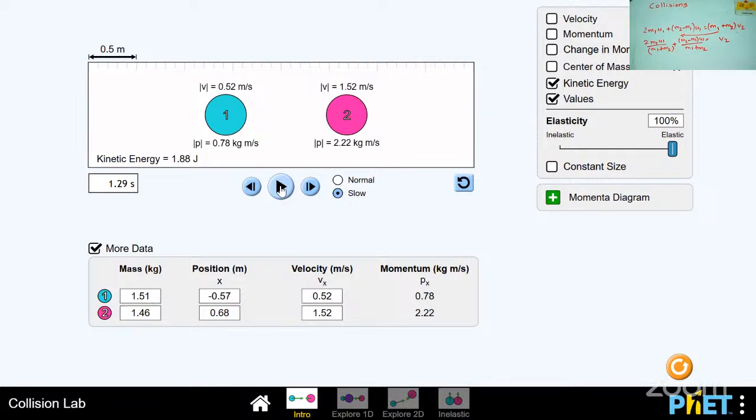But you can add. Before collision we had other values, 0.73, and after that 0.78 and 2.22. Yeah, you can add 0.78 plus 2.22, we get 3. Before collision the momentum values were different, but added up it also gives 3. So total momentum before collision and after collision does not change.